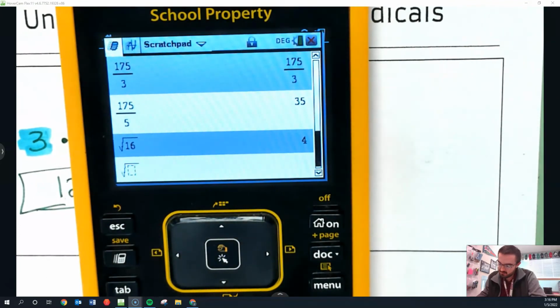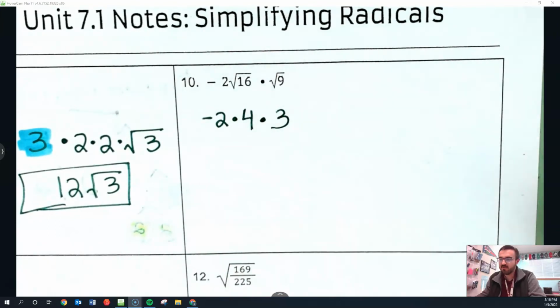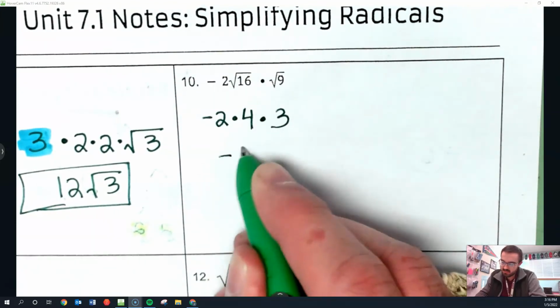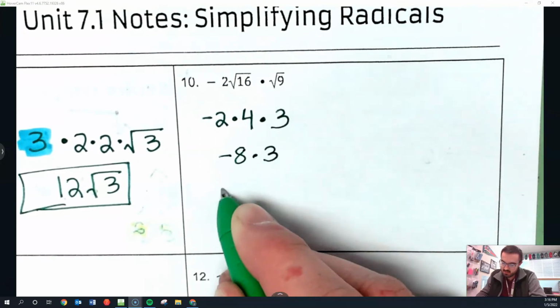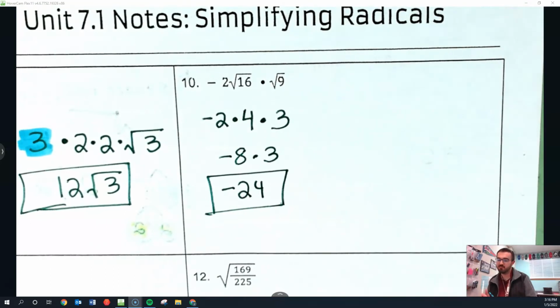Times, what's the square root of 9? It's 3, guys. Let's just write 3. Oh my gosh, we got rid of all of our radicals all at once. So negative 2 times 4 is negative 8, times 3, negative 24. Okay, that one was super simple. So always be on the lookout. There might be some perfect squares hidden in there.